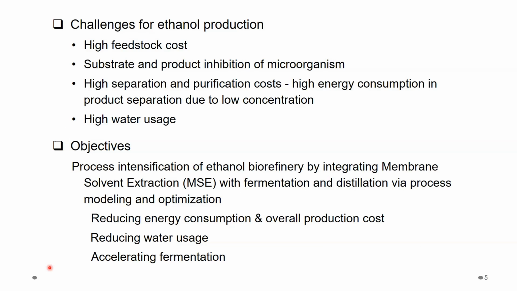There are several challenges for ethanol production: high feedstock cost, product ethanol inhibition, high energy consumption resulting in high separation and purification costs, and a large amount of water usage. To reduce energy consumption and production cost, to reduce water usage and accelerate fermentation for increasing productivity, the modeling work here is aimed at ethanol process intensification by integrating membrane solvent extraction with fermentation and distillation.